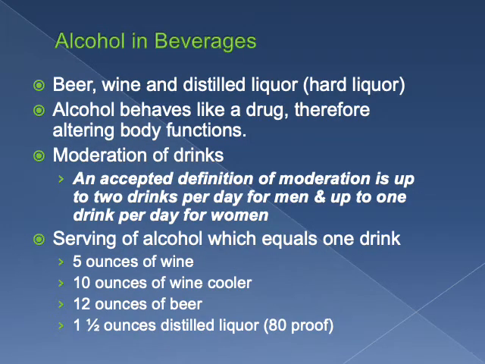Alcohol is in beverages such as beer, wine, and distilled liquor or hard liquor. It behaves like a drug, therefore altering body functions. Moderate amounts of alcohol is acceptable and may have some potential health benefits. An accepted definition of moderation is up to 2 drinks per day for men and up to 1 drink per day for women. And what equals a drink is either 5 ounces of wine, 10 ounces of wine cooler, 12 ounces of beer, or 1.5 ounces of distilled or hard liquor. So each of those is considered equal to 1 drink.